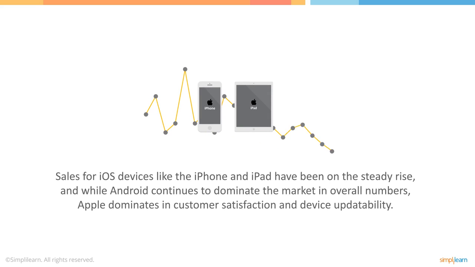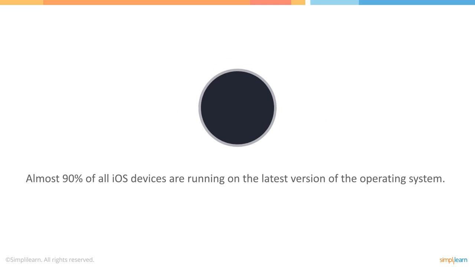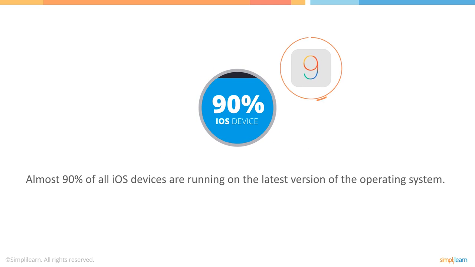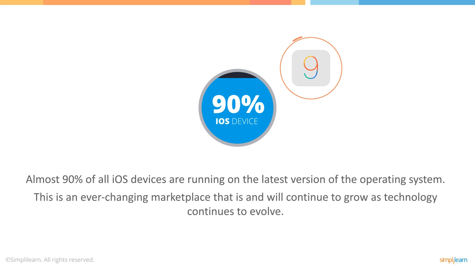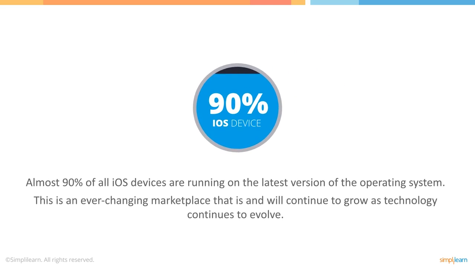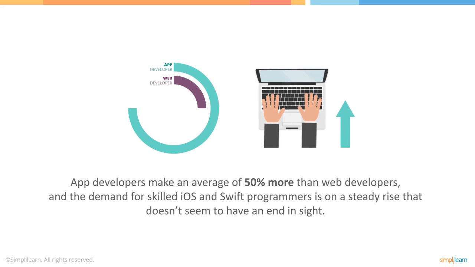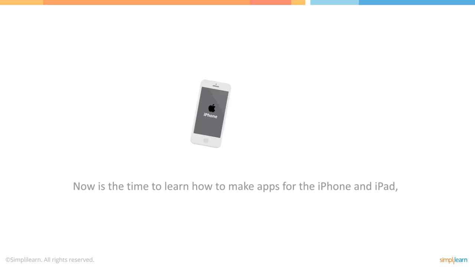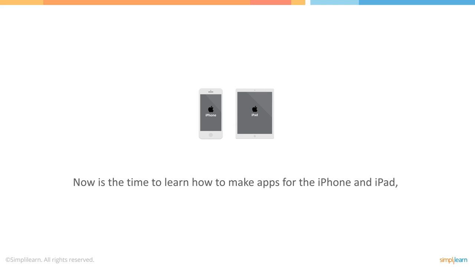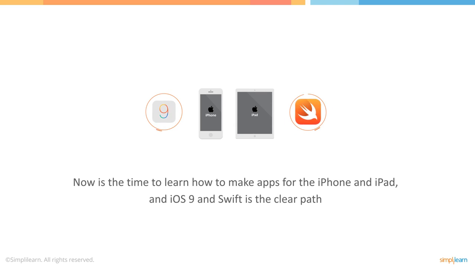Sales for iOS devices like the iPhone and iPad have been on the steady rise, and while Android continues to dominate the market in overall numbers, Apple dominates in customer satisfaction and device updatability. Almost 90% of all iOS devices are running on the latest version of the operating system. This is an ever-changing marketplace that is and will continue to grow as technology continues to evolve. App developers make an average of 50% more than web developers, and the demand for skilled iOS and Swift programmers is on a steady rise that doesn't seem to have an end in sight. Now is the time to learn how to make apps for the iPhone and the iPad, and iOS 9 and Swift is the clear path.